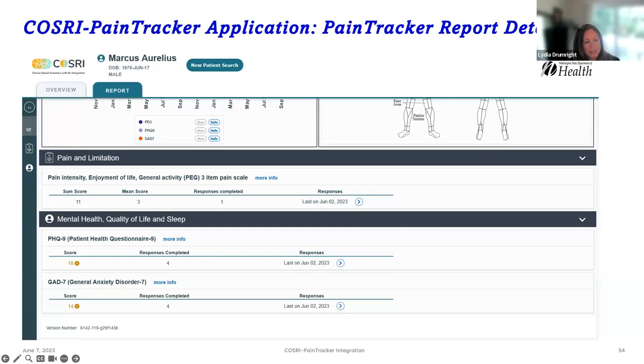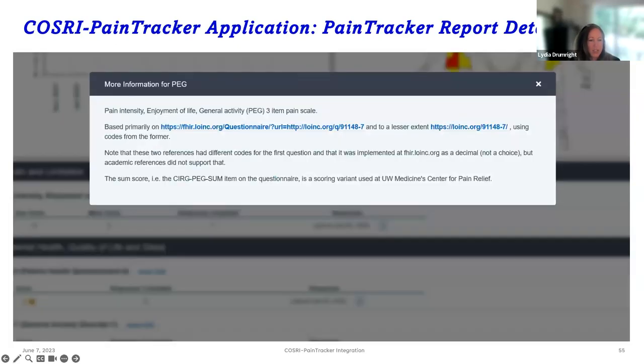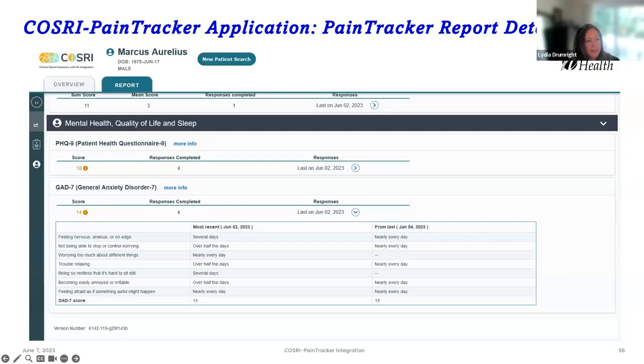Next slide, please. And they can scroll down and actually see details on each of the questionnaires. Next slide, please. There's information about each of the questionnaires in case the provider is not familiar with this, because there are plans to use this across the University of Washington Medicine. Next slide, please. And then you can see a history of how patients responded to each question. So if their responses are changing, you can see where they're changing.